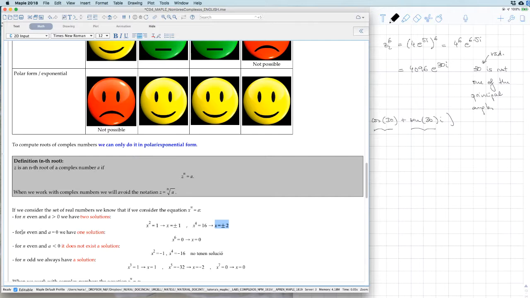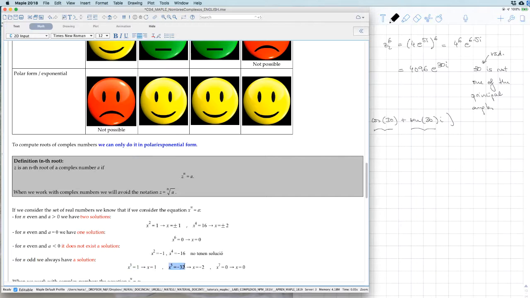If n is even and a is equal to 0, I just get one solution, which is 0. If n is even but a is negative, we don't have a solution. So x squared equal to minus 1 or x to the power 4 equal to minus 16 do not have a solution if we are working with real numbers. And if n is odd, we always have one solution. So for instance, x cubed equal to 1 has 1 as a solution.